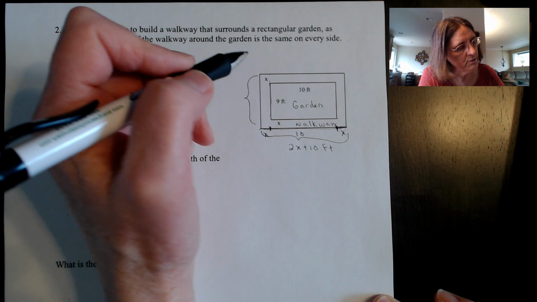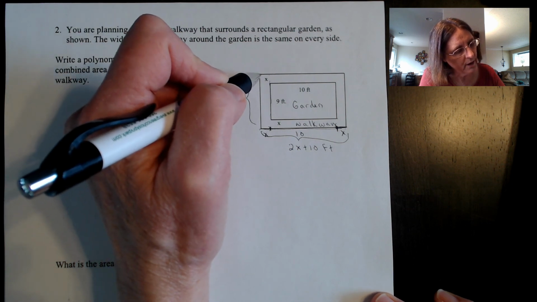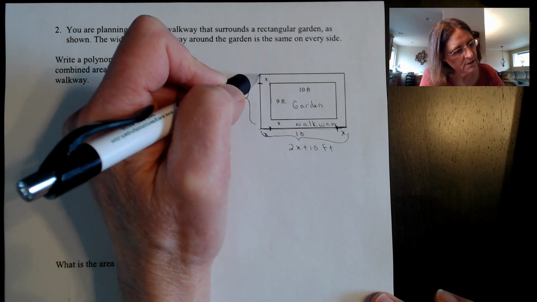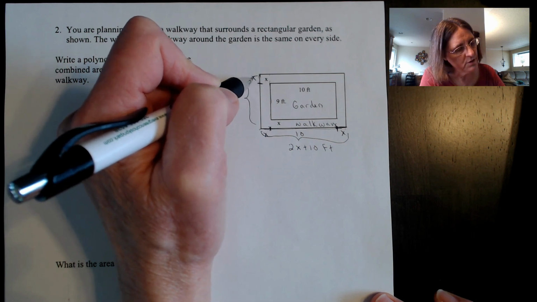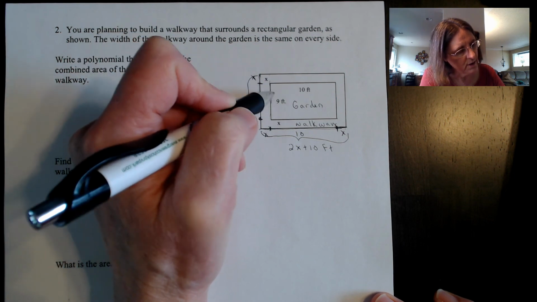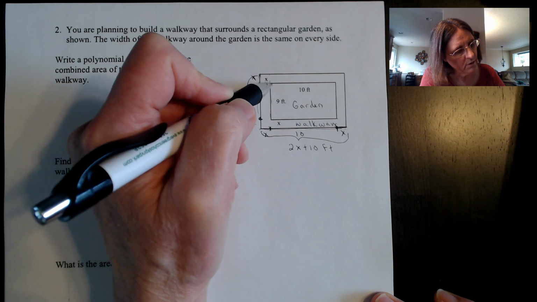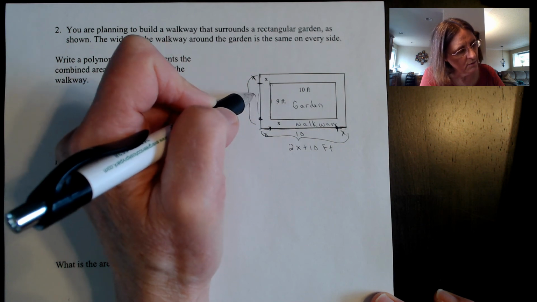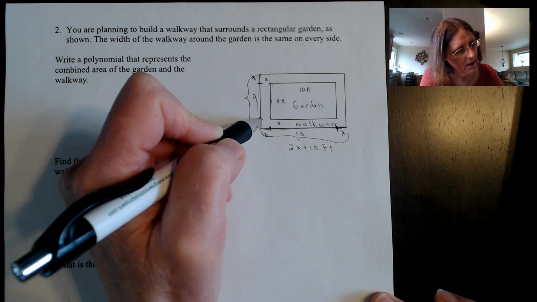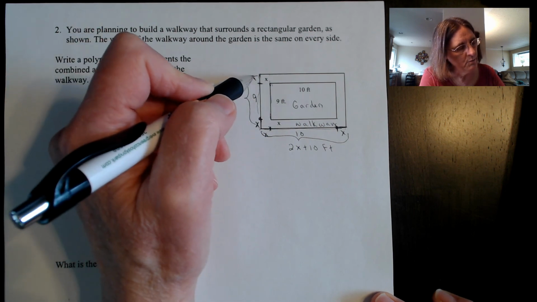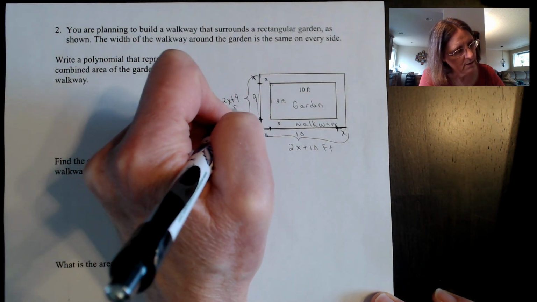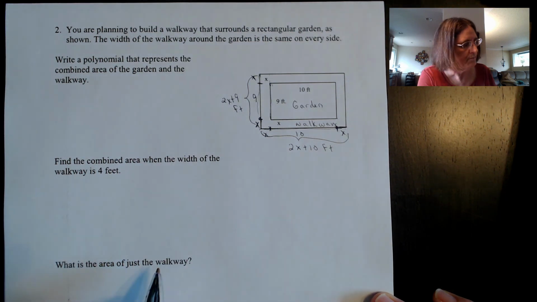For our height, we're going to do the same thing. As we start along the height of this large rectangle, we start with a distance that is equal to the width of the walkway, which is x. Then we proceed across, which is the width of the garden, or the height of the garden, which is 9 feet. And finally, another distance of the walkway, x. So our total would be 2x plus 9 feet for our height.